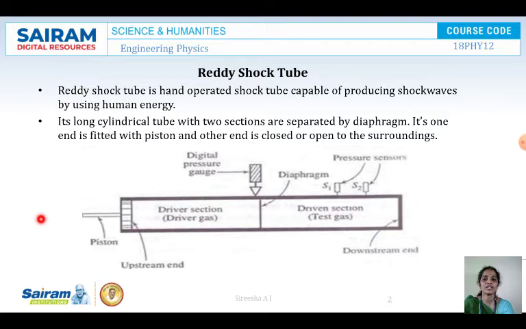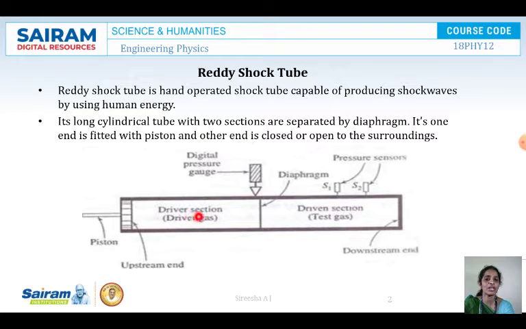The moment the piston is being pushed, since the gas in the driver section is at very high pressure, what will happen? The moment the piston is pushed inside, the pressure becomes very high. Now the diaphragm ruptures, and the driver gas will be moved into the driven section. The moment the diaphragm ruptures, a shock wave is generated because of the very high compression of the gas.